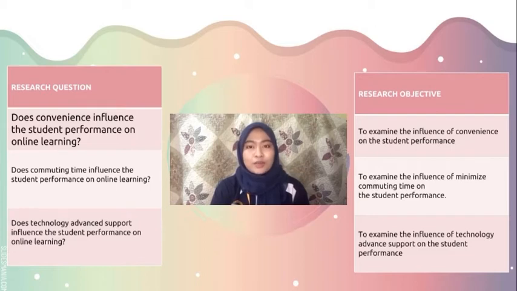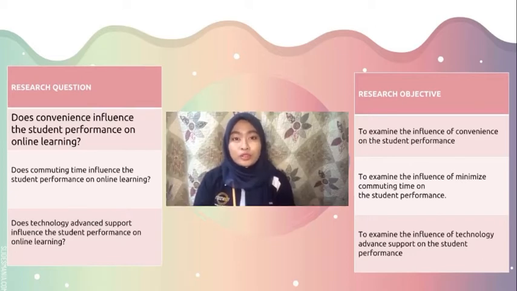Next is the research objective. In this study, we have come up with 3 research objectives, which is to study whether there is any significant relationship with these 3 factors: convenience, minimized commuting time, and also technology advanced support, on the effect of student performance. First objective is to examine the influence of convenience on student performance. Next is to examine the influence of minimized commuting time on student performance. And last is to examine the influence of technology advanced support on student performance.